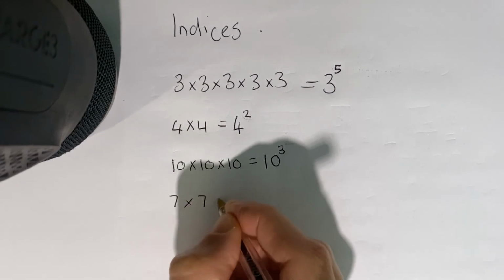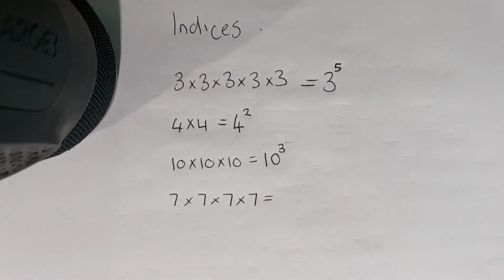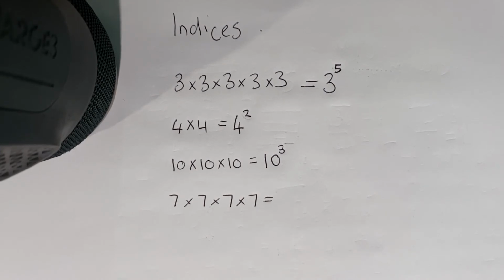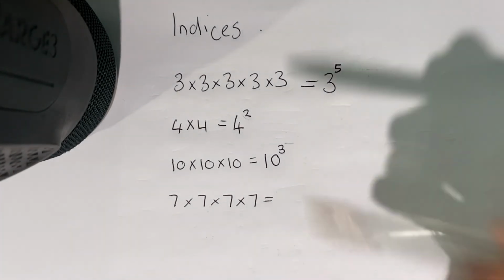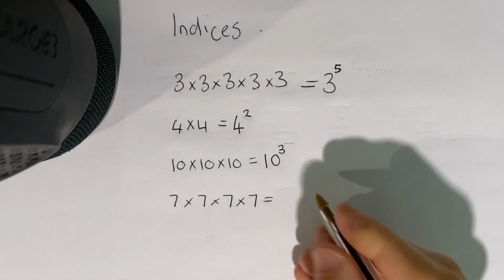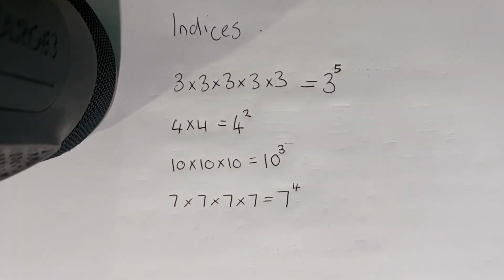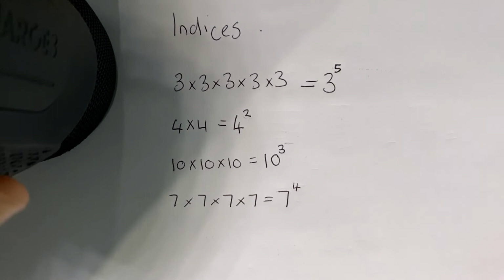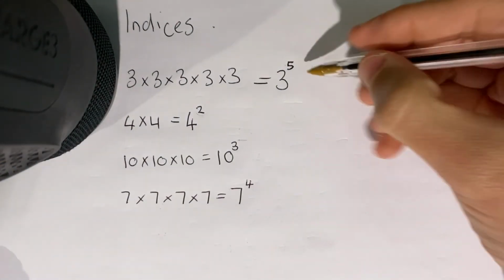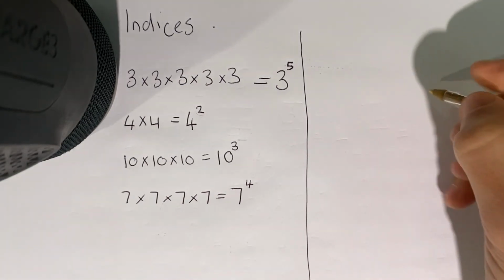Okay, if I had here 7 times 7 times 7 times 7, take a moment and think, how could we rewrite this using index notation, so using an indice? Okay, hopefully you got that. So that would have been 7 to the power of 4. So we're also required to be able to know this in reverse. So let me just leave this information here.